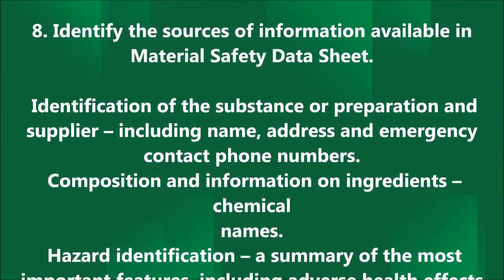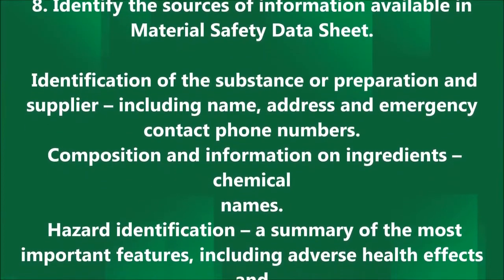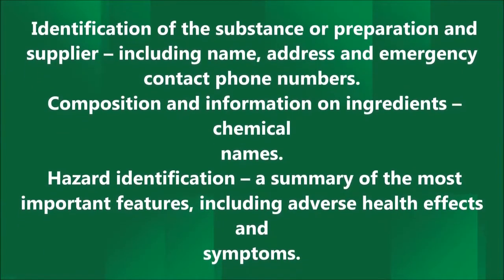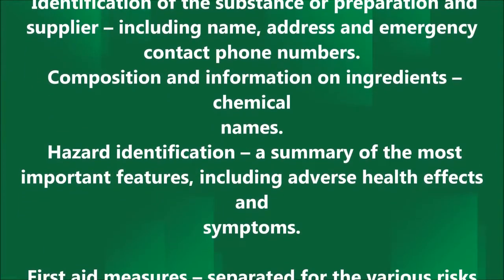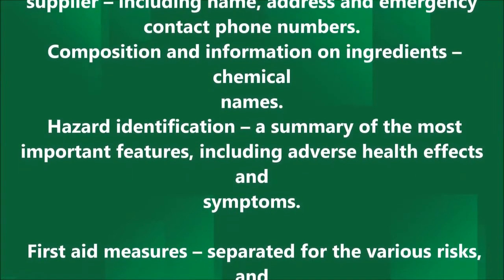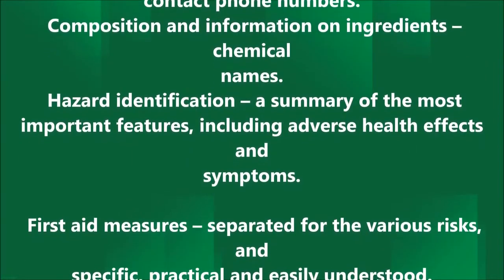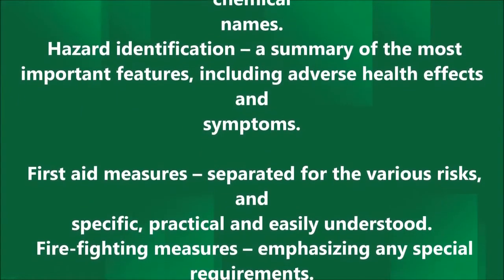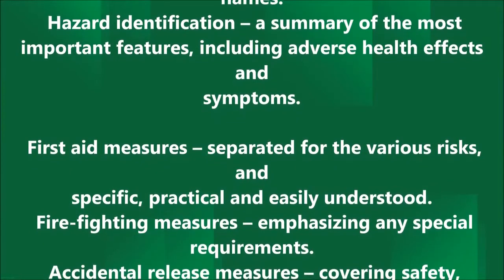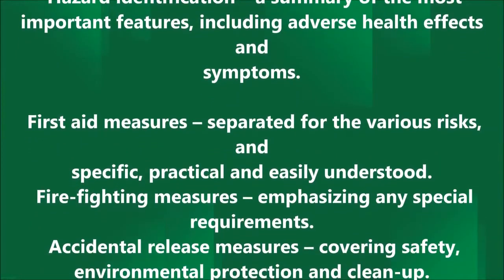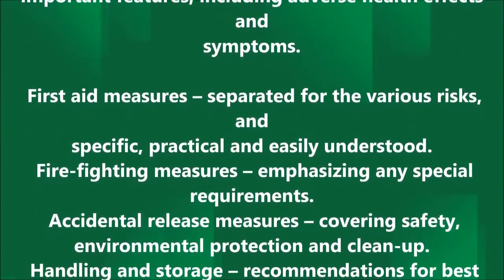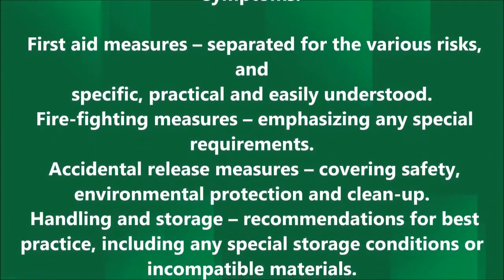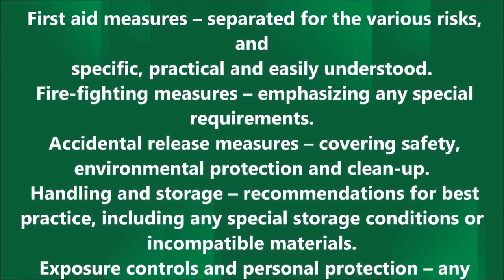8. Identify the sources of information available in material safety data sheet. Identification of the substance or preparation and supplier, including name, address and emergency contact phone numbers. Composition and information on ingredients, chemical names. Hazard identification, a summary of the most important features, including adverse health effects and symptoms. First aid measures, separated for the various risks, and specific, practical and easily understood.